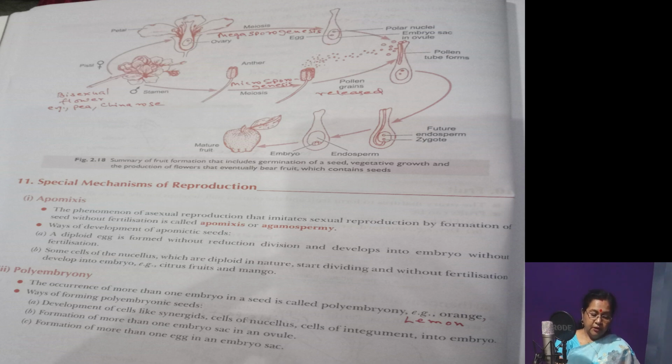Sometimes they develop from the cells of synergids in the embryo sac, cells of the nucellus, integument cells, and these cells, by repeated mitotic division, form many embryos in the embryo sac or ovule, and when they mature, they form many embryos. This is known as polyembryony. This is the end of the chapter.